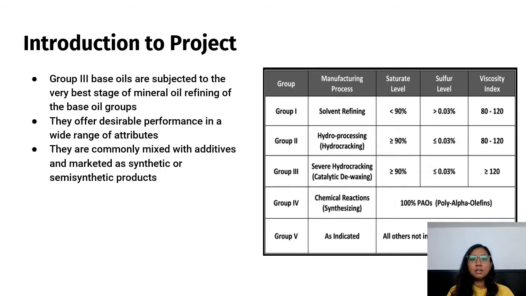Here is a little introduction to our project. Our project is based on Group 3 base oil. In the earlier days of the petroleum industry, it is said that the group with the highest saturation level and the highest viscosity index is considered suitable to process as a lubricant oil. Here you can see there are 5 groups in this table, and as you can see, Group 3 has a saturation level more than 90% and a viscosity index of more than 120.